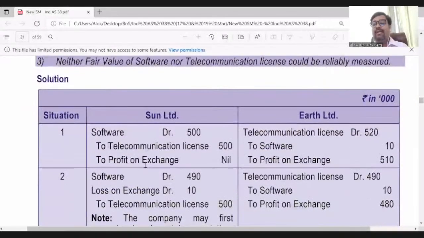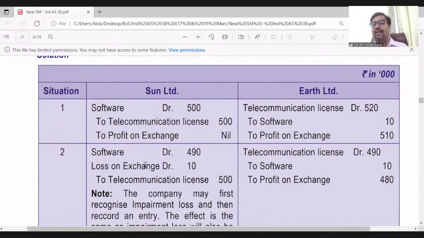And likewise, you are also required to recognize in the books of Earth Limited, because Earth Limited is also exchanging the telecom license in consideration of software. Sun Limited is acquiring software in exchange of telecom license. Earth Limited is acquiring telecom license in exchange of software. So both are acquiring intangible assets in exchange of assets, right? So you have to do this particular exercise for Earth Limited as well.